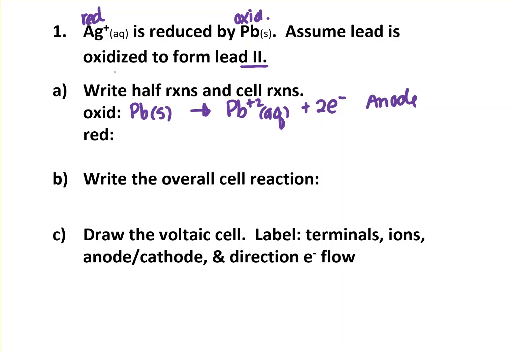Next, what's reduced is the silver ion. And of course it's going to go to the solid. And I left room because I know my electrons need to go on the side with the positive one, and in this case it's just the 1. Okay, so those are my half reactions.